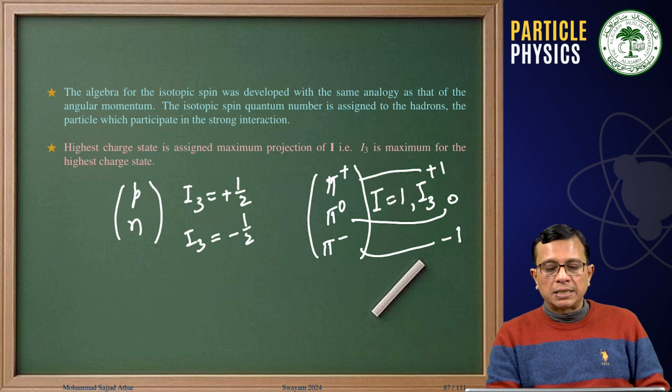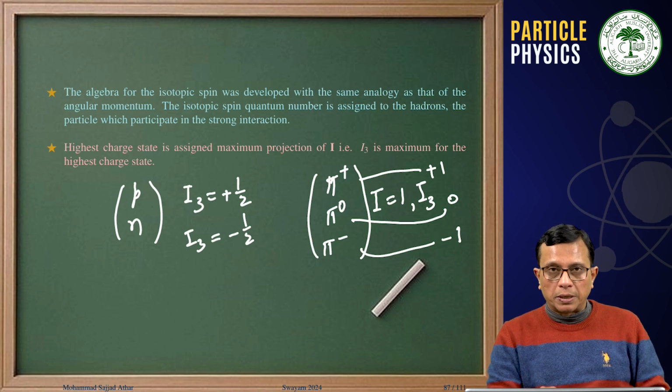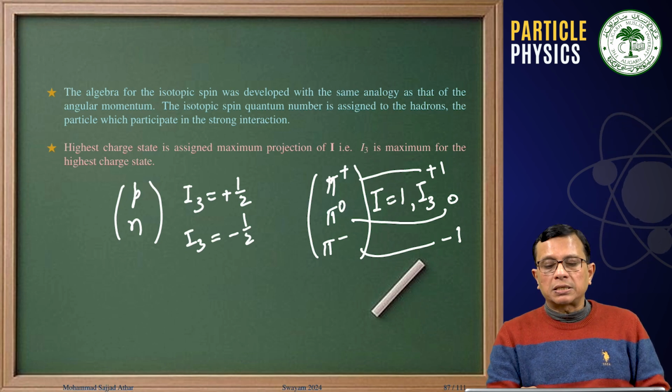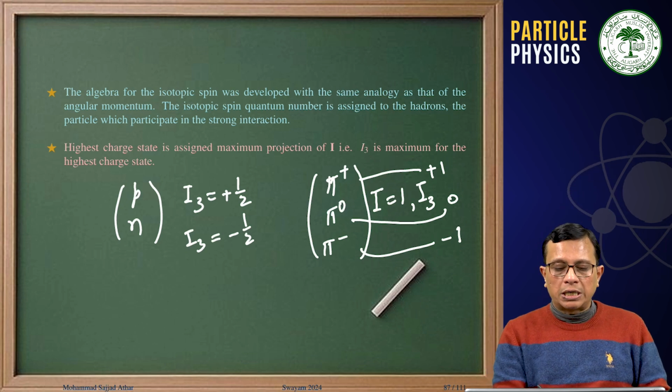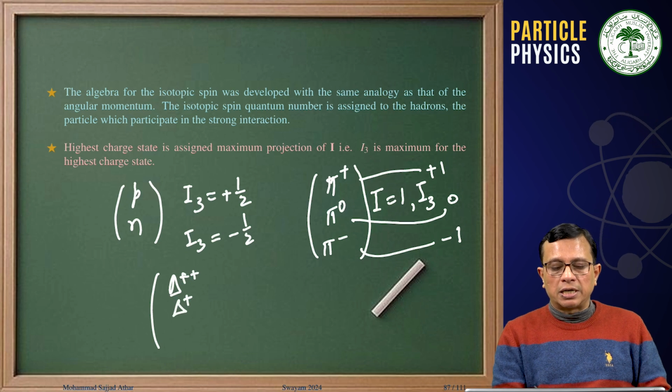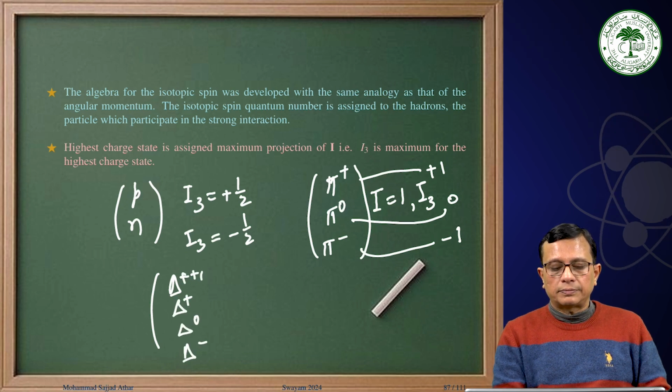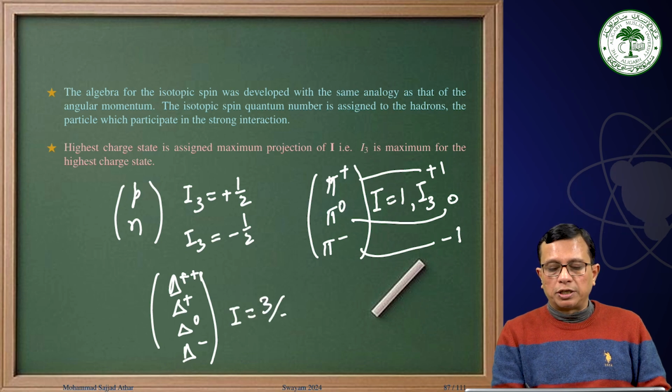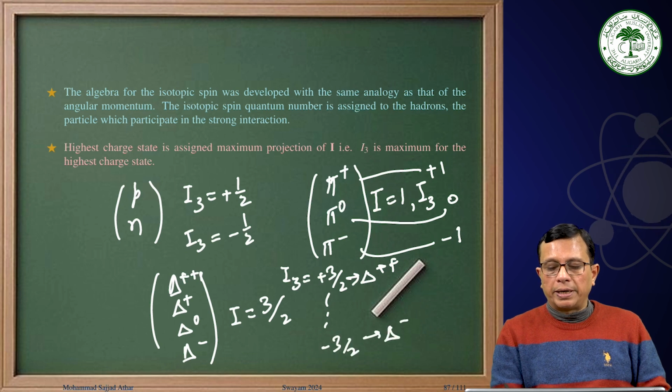Therefore, the doublets are assigned isotopic spin half, triplets are assigned isotopic spin 1, and quartets like the deltas, which exist in 4 charge states, are assigned isotopic spin 3 by 2, such that the projection of isospin I3 is plus 3 by 2 for delta plus plus and minus 3 by 2 for delta minus.